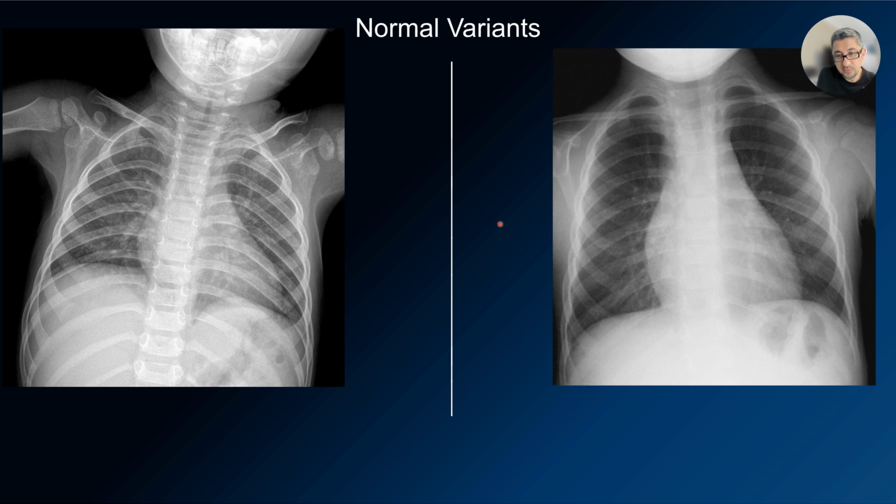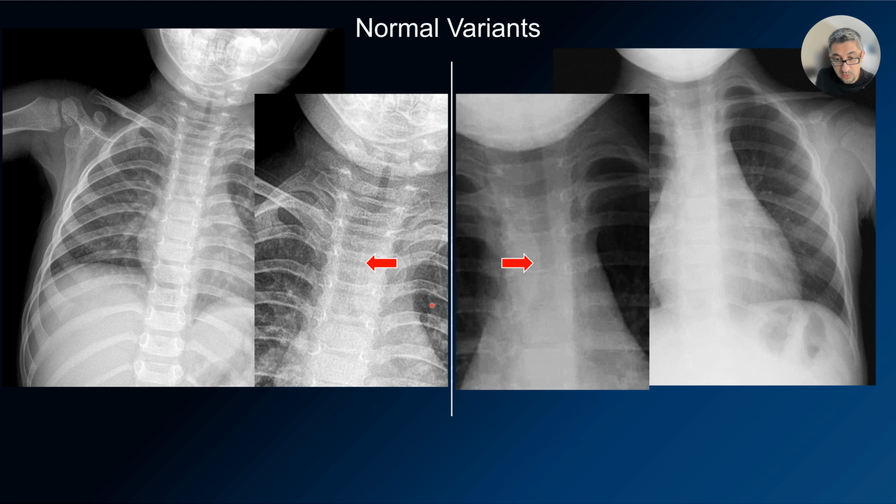There are some normal variants that are commonly mistaken for pathology on chest X-rays. One of them is deviation of the trachea. Here you see deviation of the trachea to the right side, and here you see deviation of the trachea to the left side. One of them is a normal variant, the other one is a pathology. Here you can see it better: this one is physiologic, this one is pathologic.